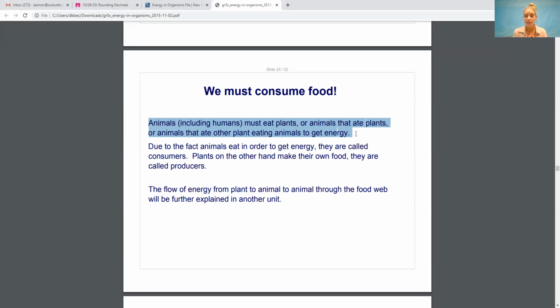And because we have to eat, we have to consume food, we're called consumers. Okay, so due to the fact that animals eat in order to get energy, they are called consumers. Okay, plants, on the other hand, make their own food, so they're called producers. They produce their own, they make their own, so they're called producers. We have to eat, we have to consume, so we are called consumers.